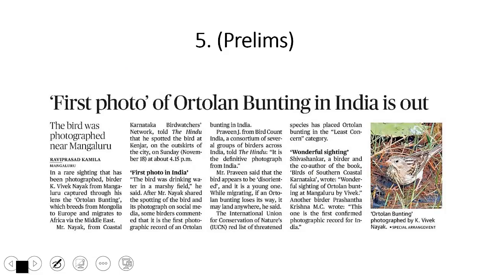Now let's look at another issue on page number 5, relevant for your prelims only. A bird has been photographed, and this bird is a migratory bird, the Ortolan Bunting. Now there is not much that you need to understand from this newspaper article except one thing, that the IUCN status of the Ortolan Bunting is least concern. So for example, in UPSC prelims, questions are sometimes asked, which of the following species have been declared as endangered or critically endangered or least concern? So you have to understand, since the Ortolan Bunting is in the news, its IUCN status is least concern.